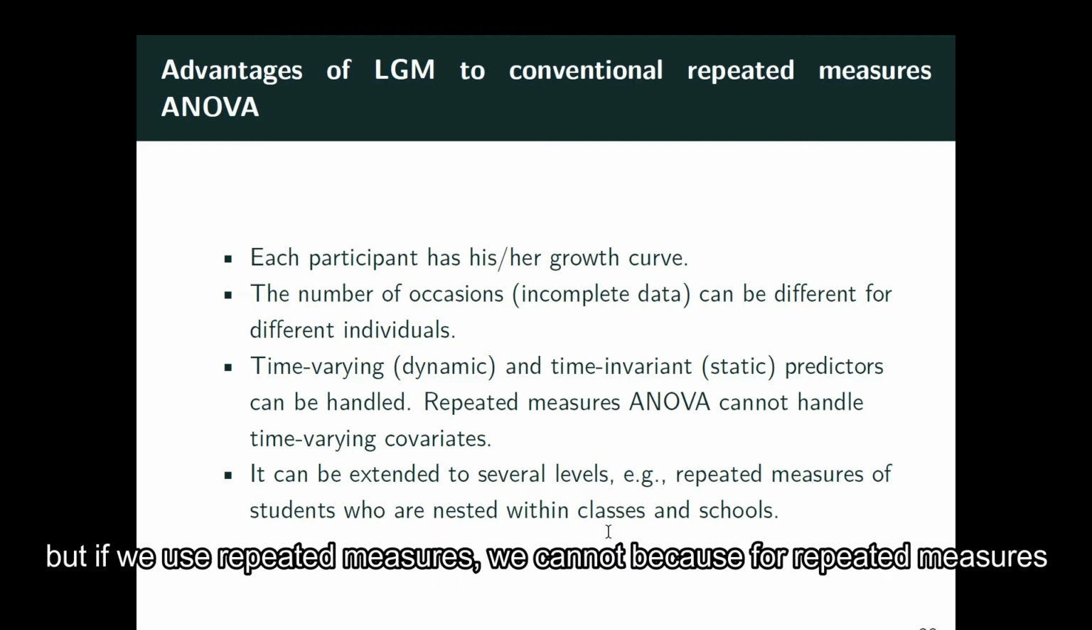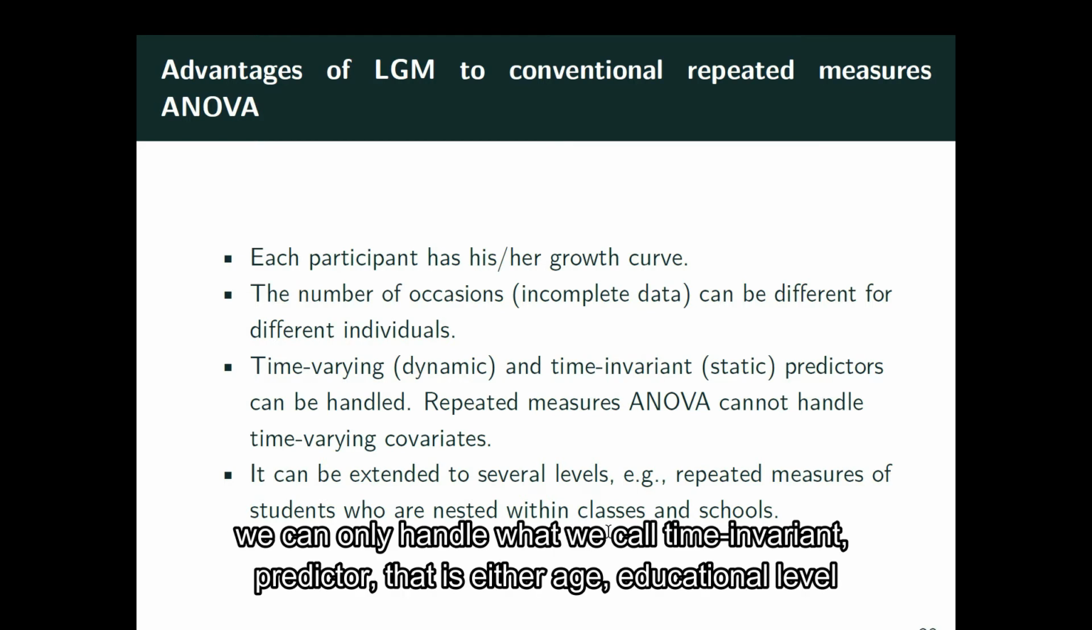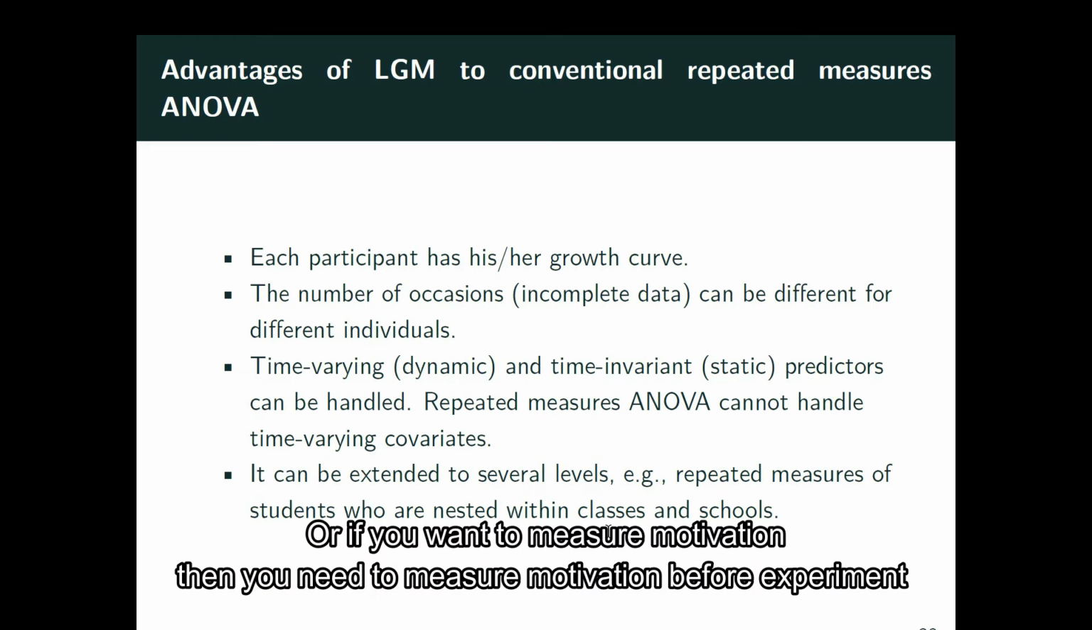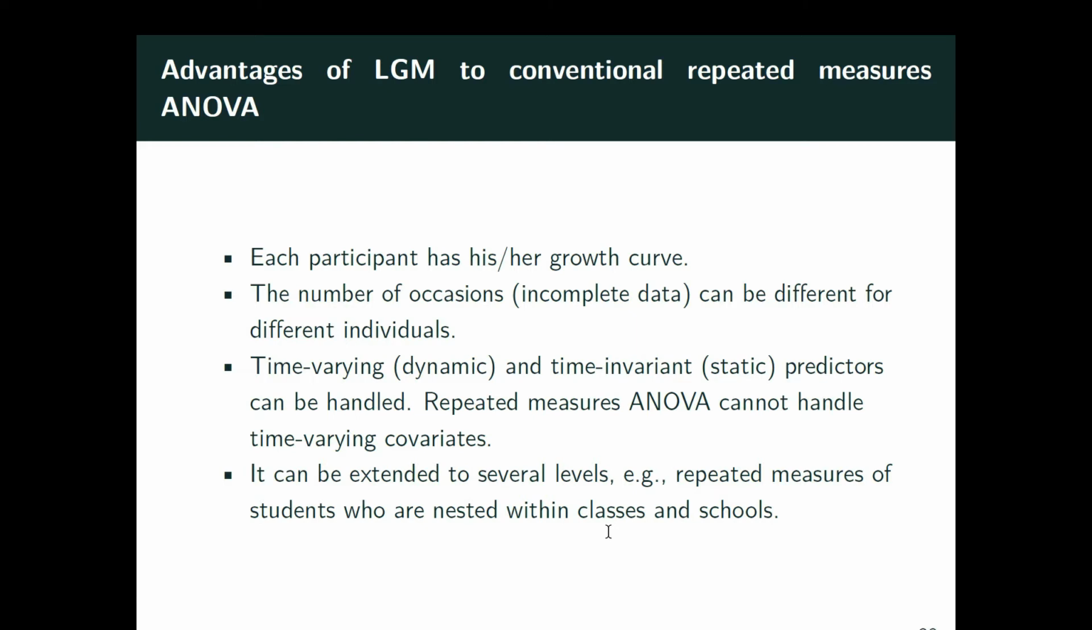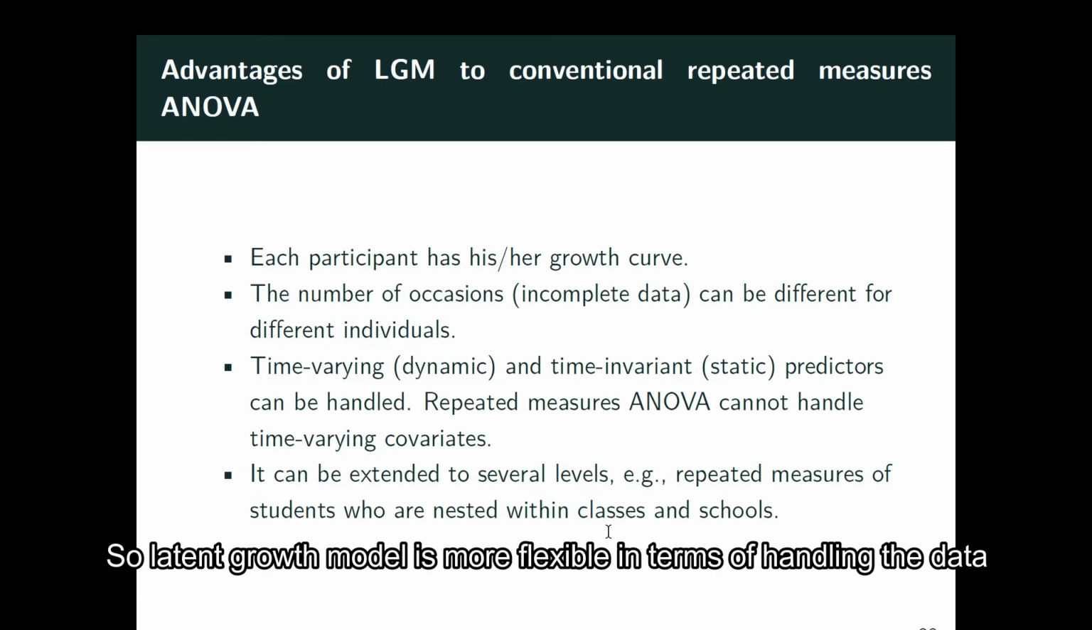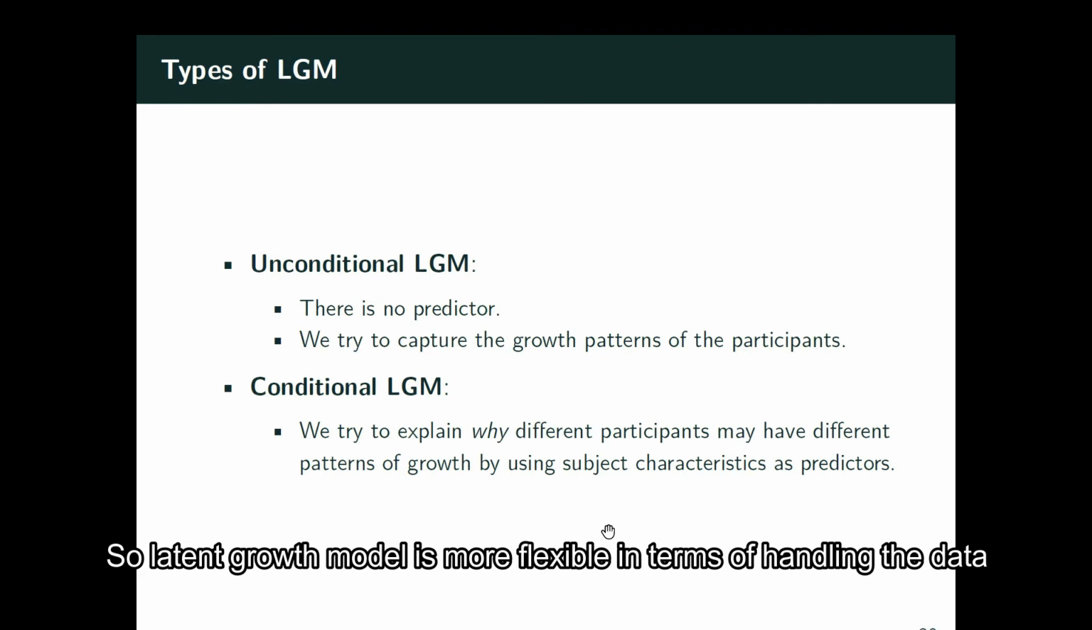But if we use repeated measures, we cannot, because for repeated measures, we can only handle what we call time-invariant predictors. That is either age, educational level, or if you want to measure motivation, then you need to measure motivation before the experiment. And then the motivation is a fixed score. We can't measure motivation over time and use it in the modeling for repeated measures. Okay. So the latent growth model is more flexible in terms of handling the data.